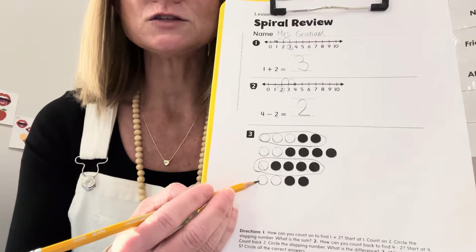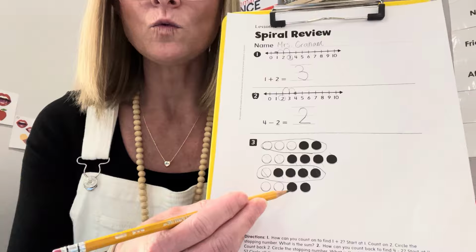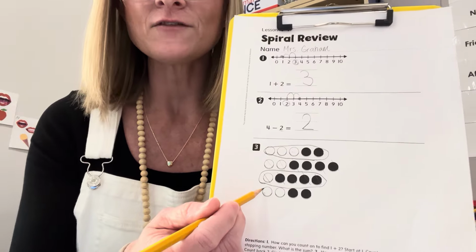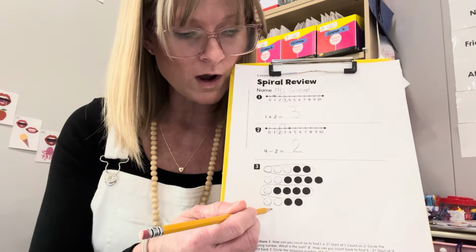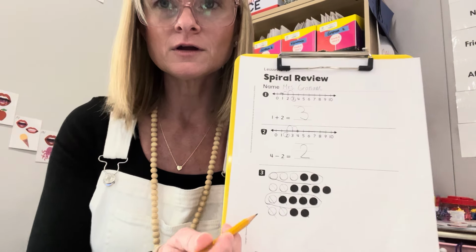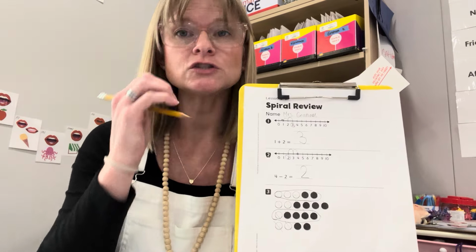Let's look at this last one. There's 1, 2 white and 1, 2 black counters. Does that make 5? Let's count it and double check. 1, 2, 3, 4. Is that 5? No. So we're not going to circle that one.